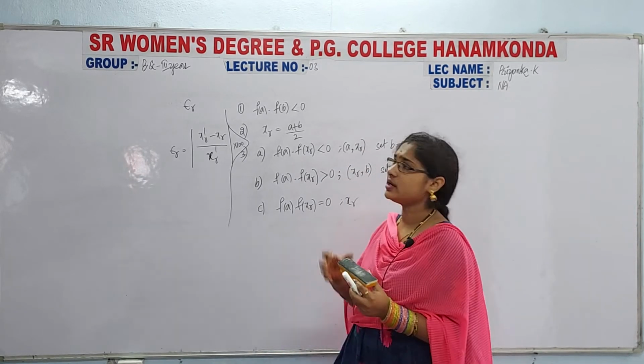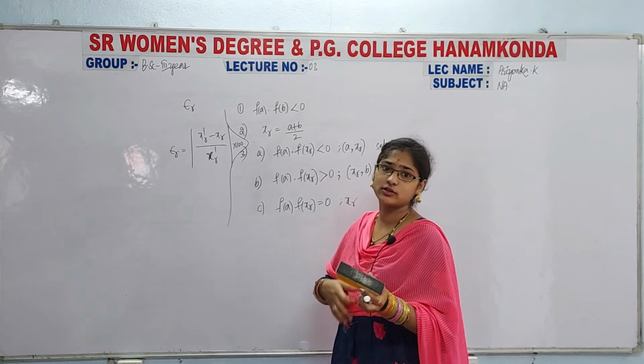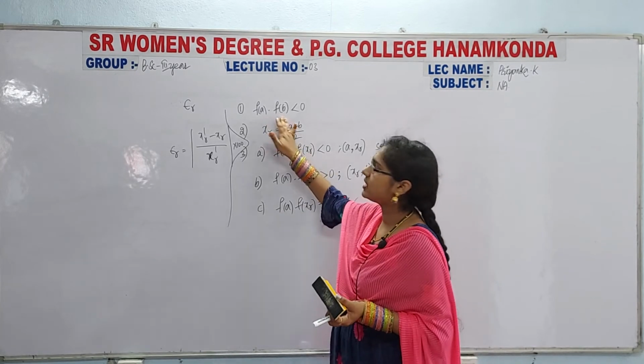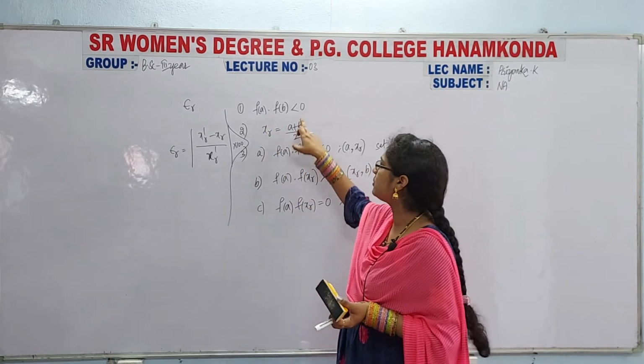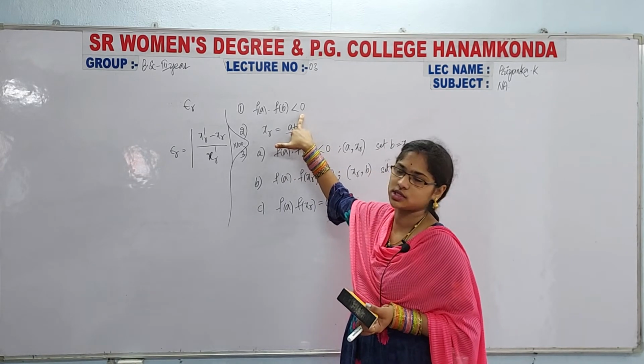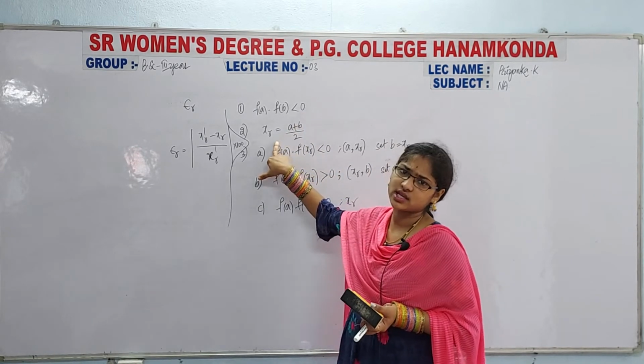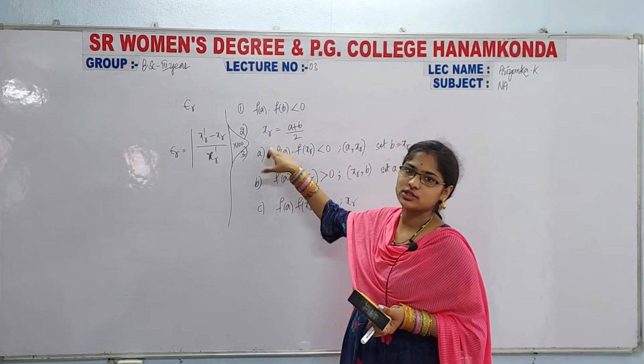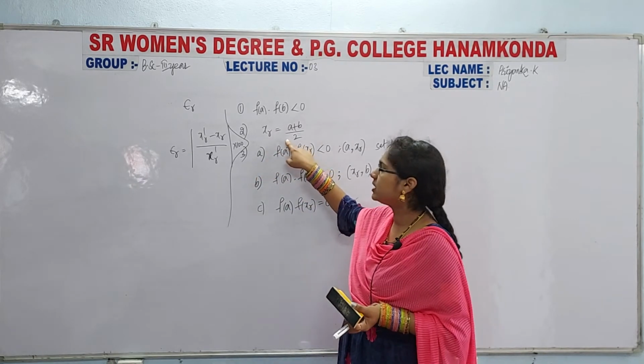So first of all, listen, what we have to check is f of a and f of b, and take the multiplication. If it is less than 0, then yes, we can proceed. Next, x naught, that means our value starts from here. So we have to calculate x naught.